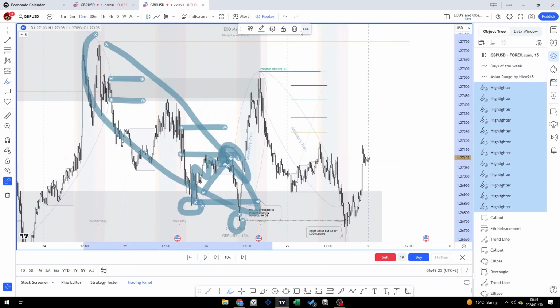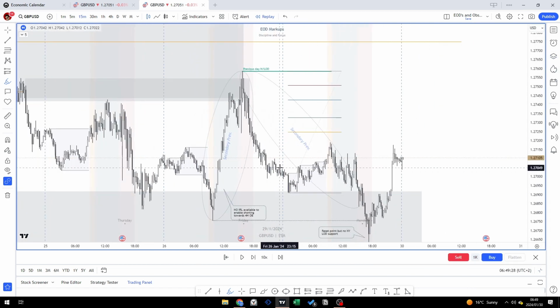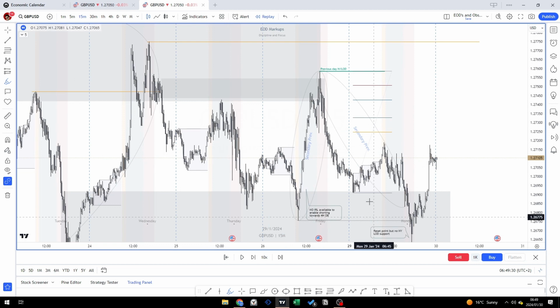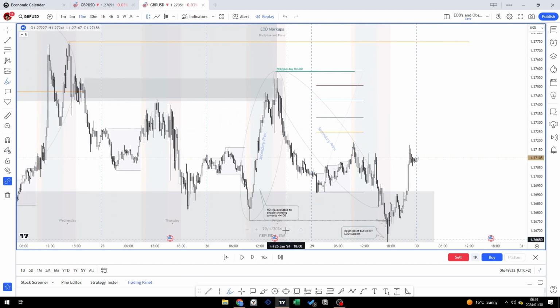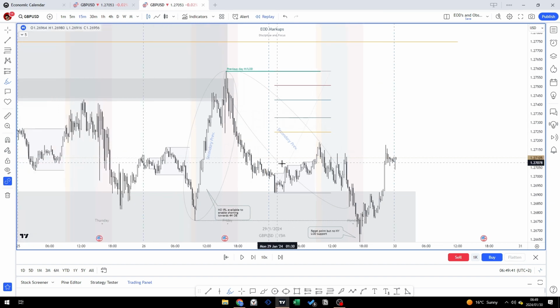So applying that same logic to what had happened on Monday. On Monday, like I said, we're still in this primary leg, and this primary leg on the 15 minute creates this primary leg 15 minute POI that's unmitigated. As a result of that, we developed the secondary leg.